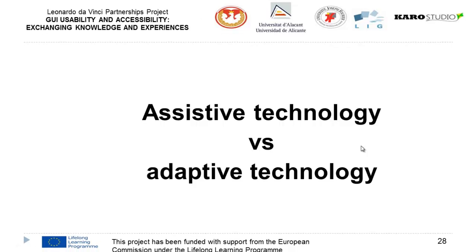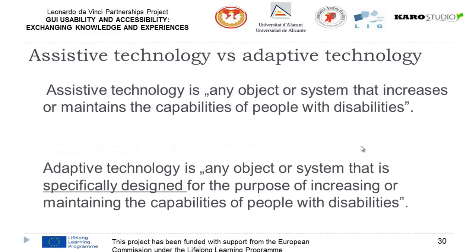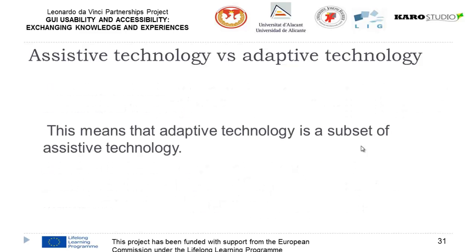Assistive technology versus adaptive technology. The term adaptive technology is often used as a synonym for assistive technology. However, they have different meanings. Assistive technology is by definition any object or system that increases or maintains the capabilities of people with disabilities. Adaptive technology is, on the other hand, any object or system that is specifically designed for the purpose of increasing or maintaining the capabilities of people with disabilities. This means that adaptive technology is a subset of assistive technology.